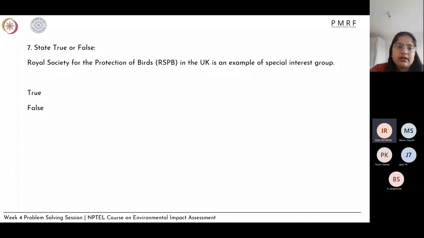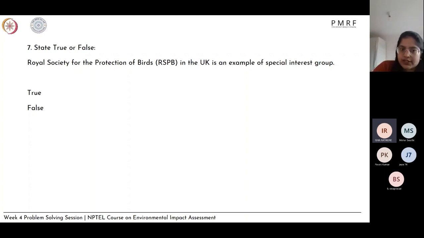We have the Royal Society for the Protection of Birds, RSPB in the UK, is an example of special interest group. So is the statement true or false? We discussed this in our highlight section as well. So special interest groups are basically groups which are focused on the protection and preservation of specific species or birds or habitats. So they have a very specific niche target area which they want to achieve.